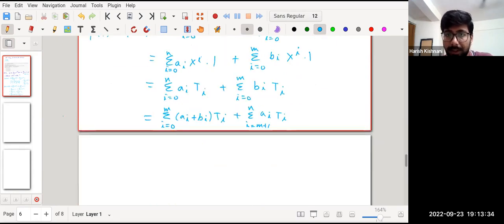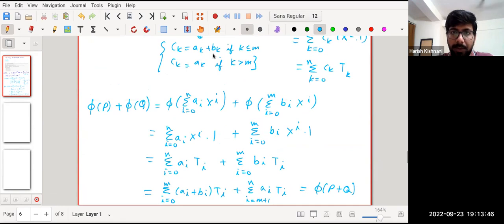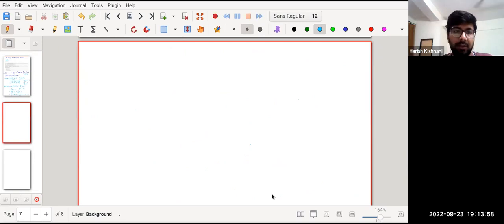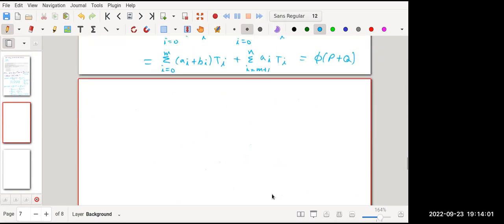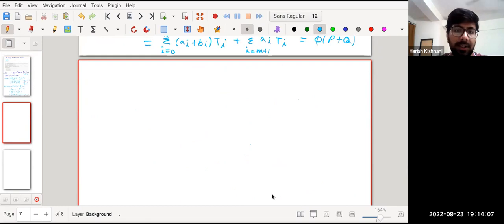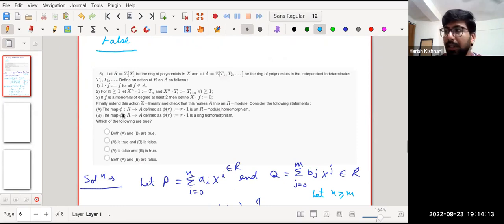So you can see that this is the same as phi of p plus q, because here you have the summation of k equal to 0 to n of ck tk, where ck is ak plus bk if k is less than or equal to m, and if k is greater than m you have just ak. So it preserves the addition property. Okay, sir. Now we just need to check the multiplication part, and this addition preservation is the same for both ring homomorphism and module homomorphism. So till now both statements a and b are okay.